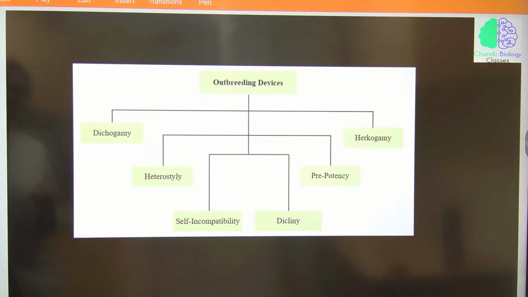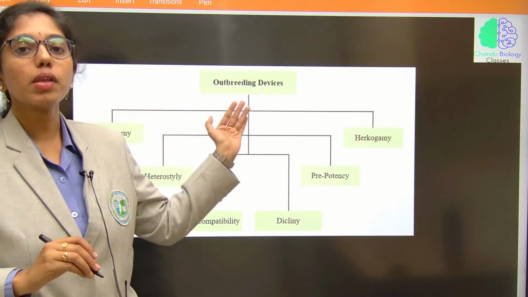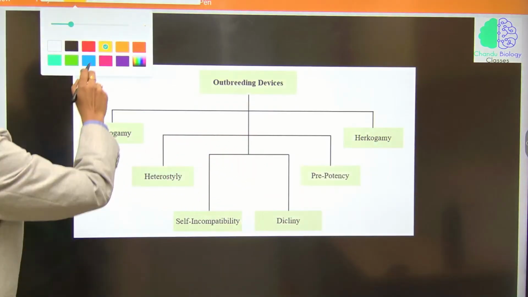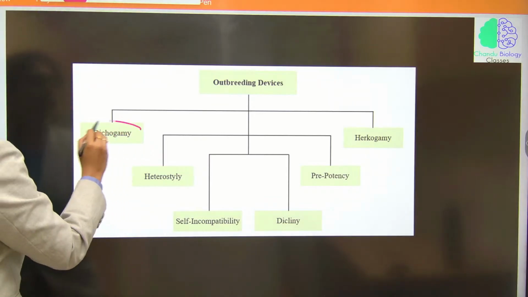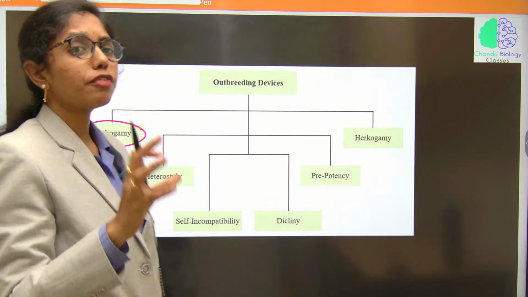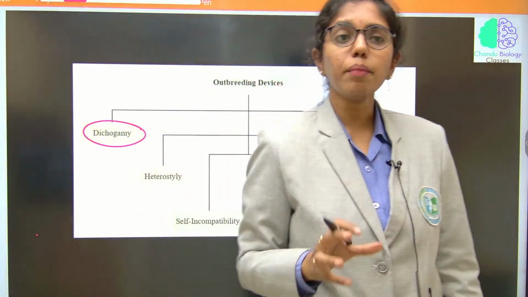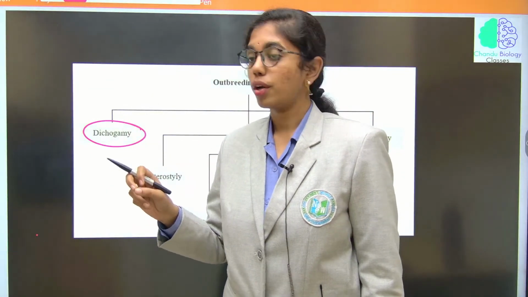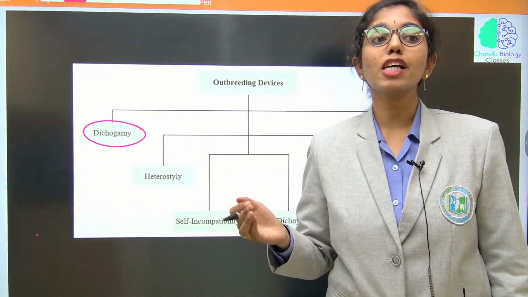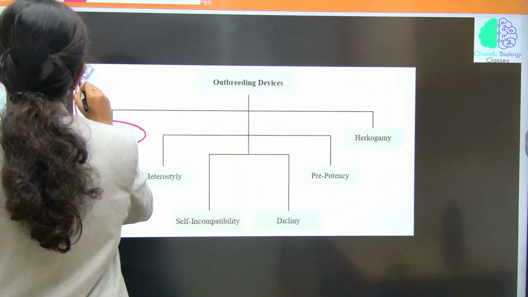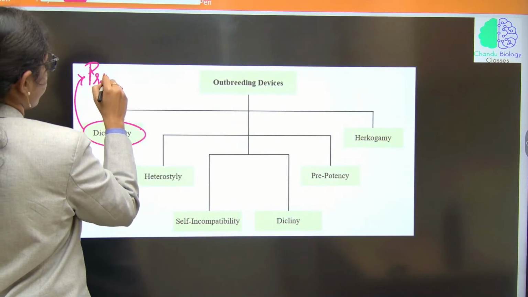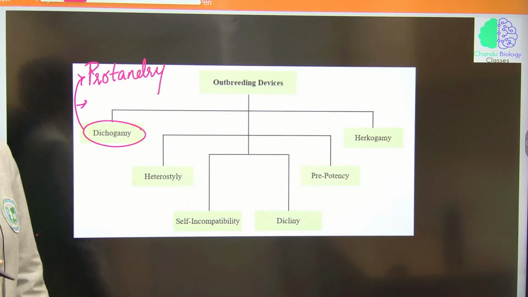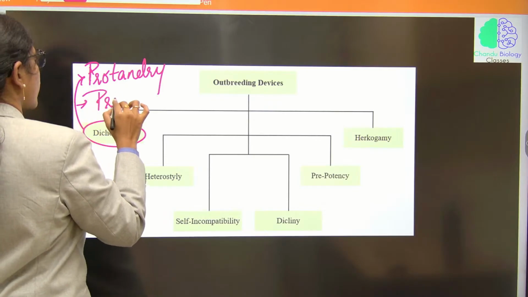Outbreeding devices are the devices to escape self-pollination and to promote cross-pollination. Here we go. First is dichogamy, that is, maturation of male and female reproductive structures in the same plant at different times. If the male reproductive structure matures first, it is known as protandry. If the female reproductive structure, that is the gynoecium, matures first, that is known as protogyny.